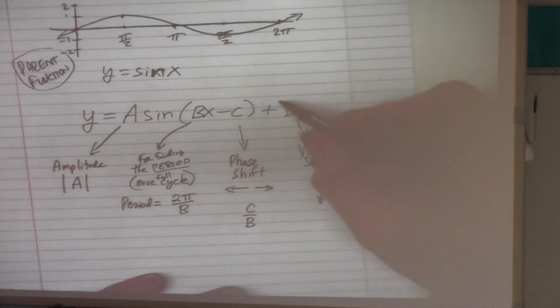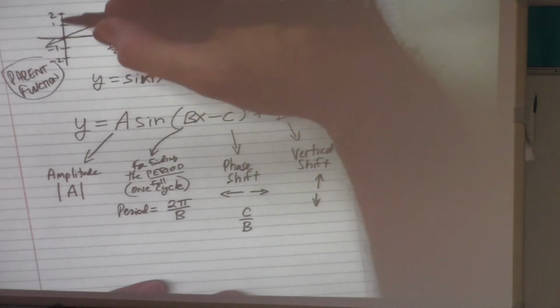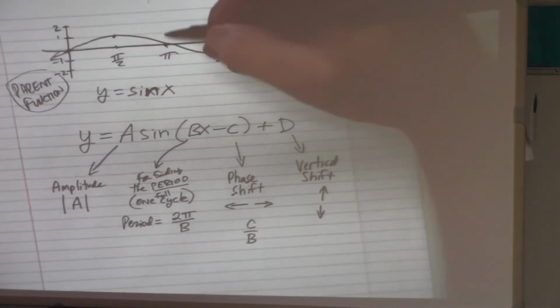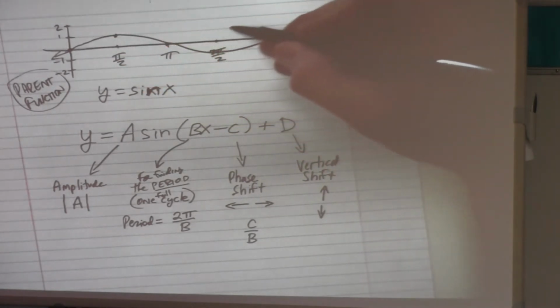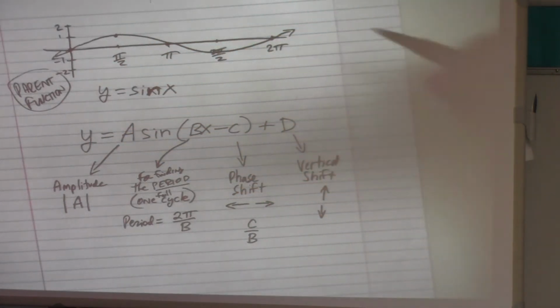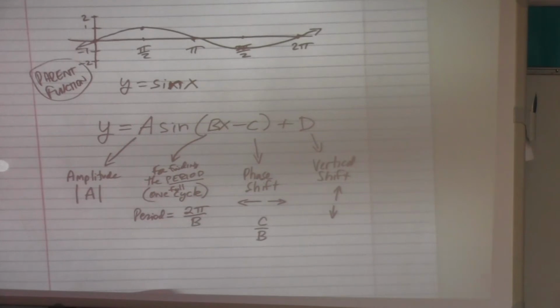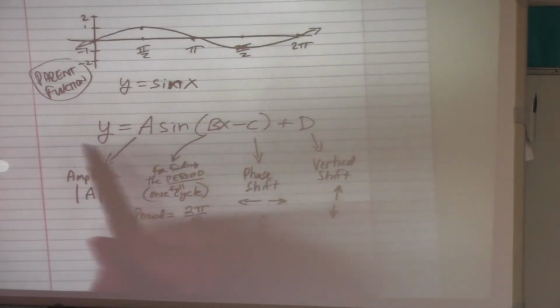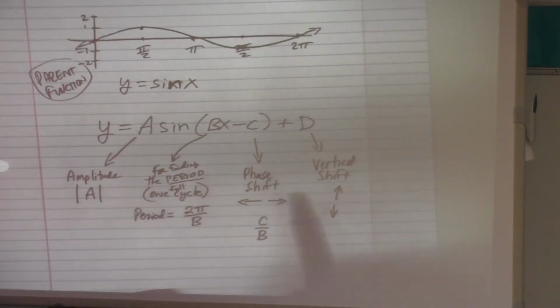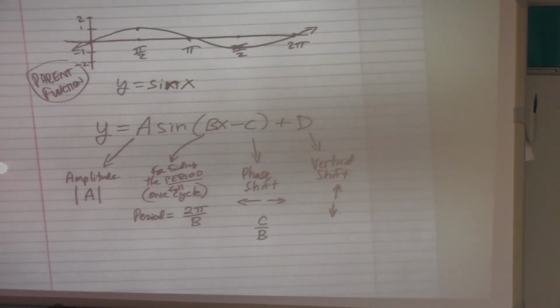So if this was, say, +2, we would move everything up 2. This point would go up 2, this point would go up 2, all the little points in here would go up 2, and the curve would go like that. If it was -2, everything would come down 2, and the curve would go like that. So there's the basic equation, and each one of these things are here. Now you're going to have to determine each one of these things. So we're going to do that on some of these.